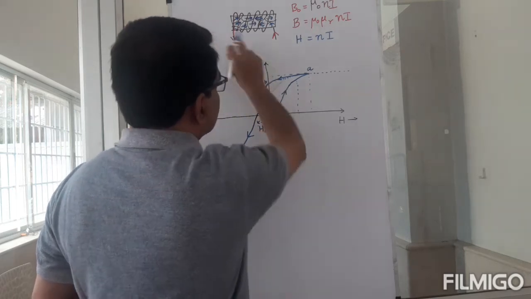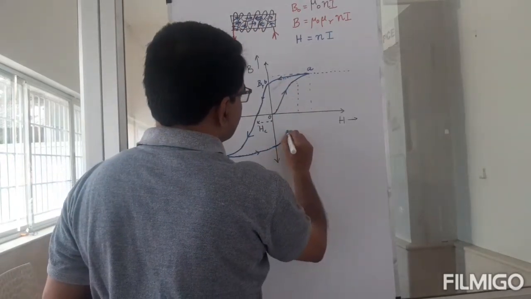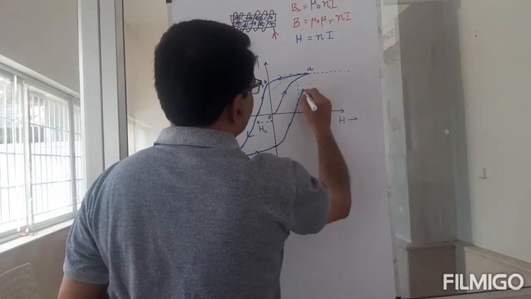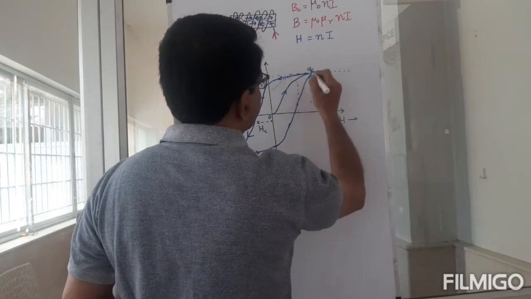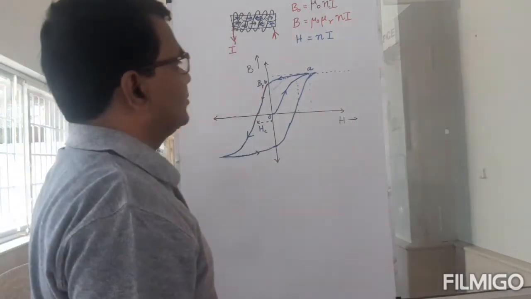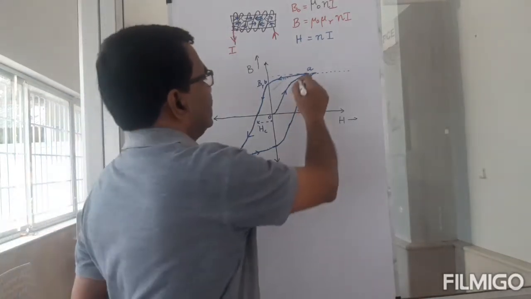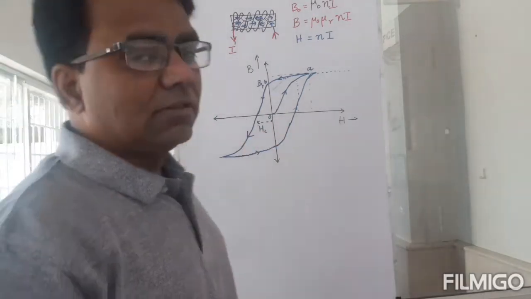Now I need to reverse the current. The direction has to be reversed. So now let's come back, maybe to become 0. Then if I keep increasing, you see it's going to be something like this. So notice that you have a curve like this.